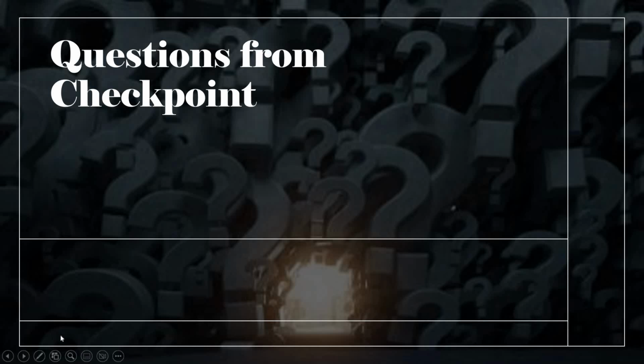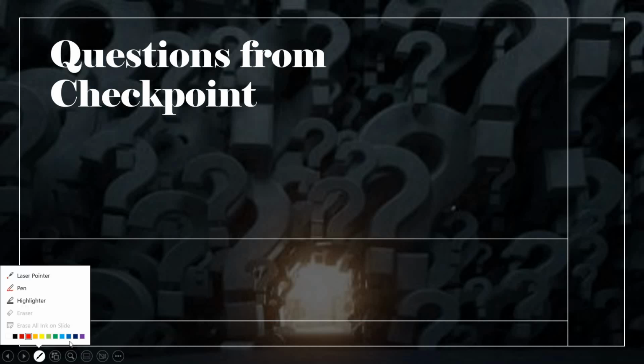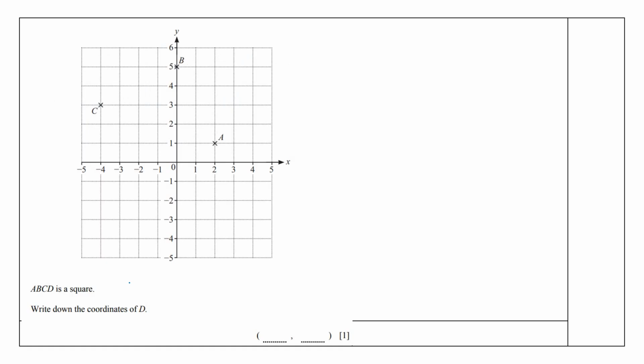These are some of the questions that you've asked about your checkpoint revision. So let's go through them. First off, you asked about this question that's to do with the square. There's an easy way to do this.